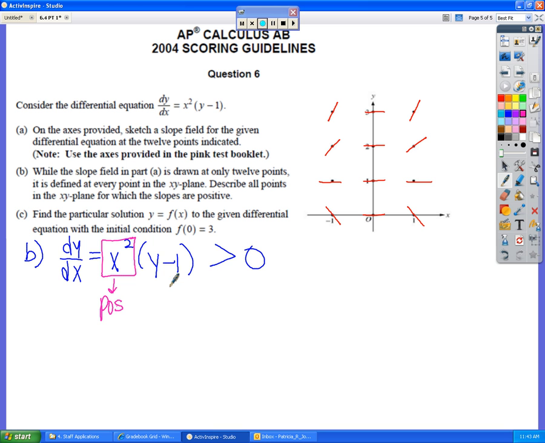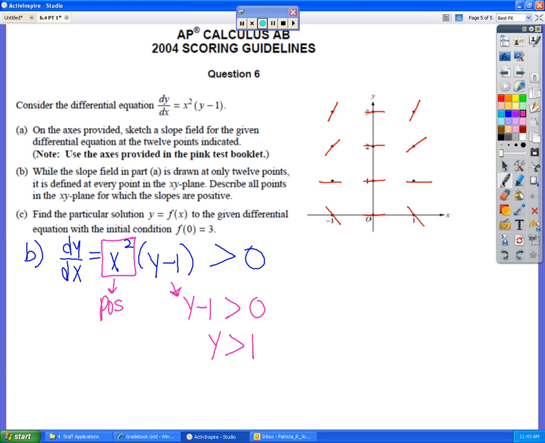In this case here, y minus 1, you want that to be bigger than 0 so that the two terms multiplied would give me a dy dx that ends up being positive. So we can actually just solve this because it's an easy one to solve. Y is greater than 1. But on top of y being greater than 1, you also need an and statement that says x cannot equal 0, because if x equals 0, then you would actually get the slope to be 0.